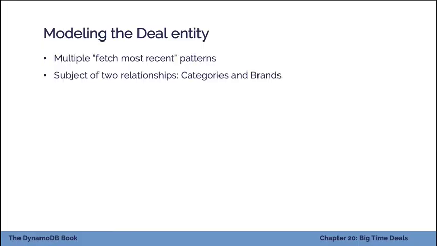A couple different interesting things here we have with the deal entity. We have a few different fetch most recent patterns. So like I said, we're going to look for it overall, but also the most recent within a category, in a brand. And because of that, it's the subject of two relationships, those categories and those brands. For that most recent pattern, we're going to use a similar pattern for all three of those, where we have fetch most recent overall, but also fetch most recent within a category and a brand. So let's see what that looks like here.